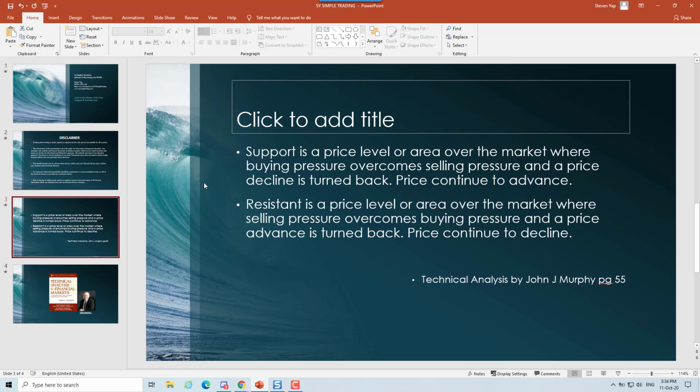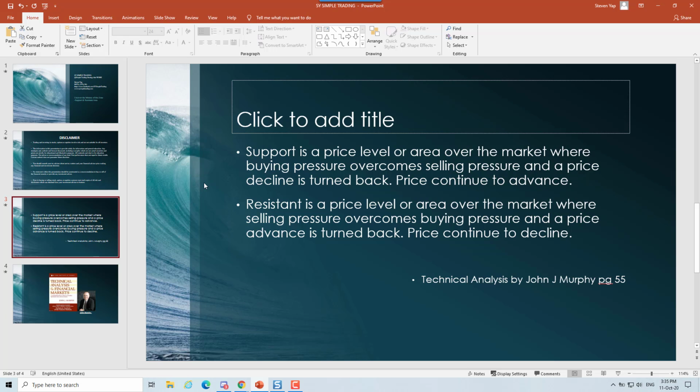What is the resistance area? Why is it that sometimes when a trader buys a position, the price quickly turns down at a certain level? This is the reason the price comes down: resistance is a price level or area over the market where selling pressure overcomes buying pressure. People sell more than people buy. So the sellers overcame the buyers, and the price advance gets turned down.